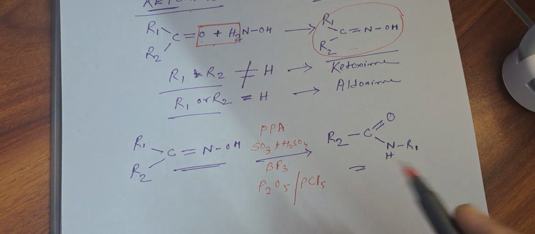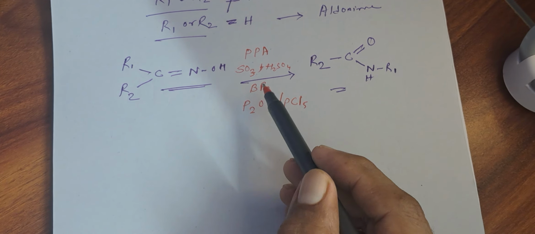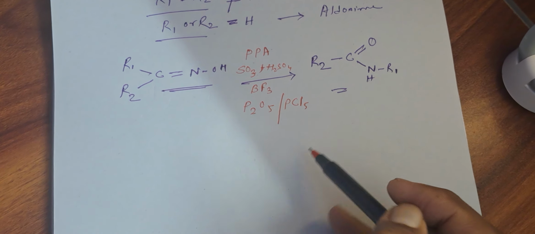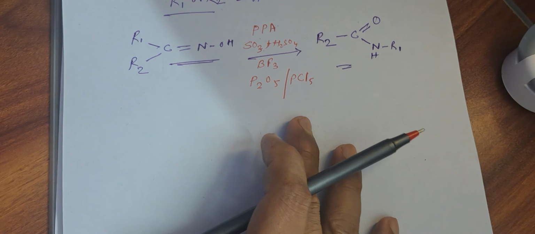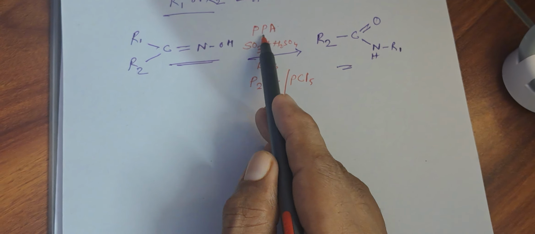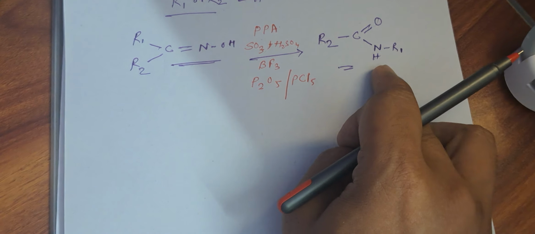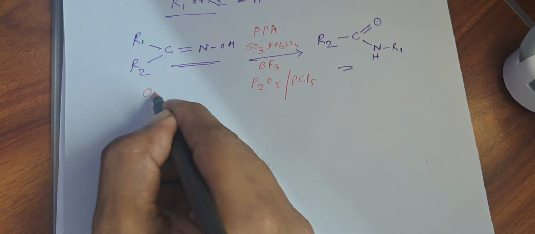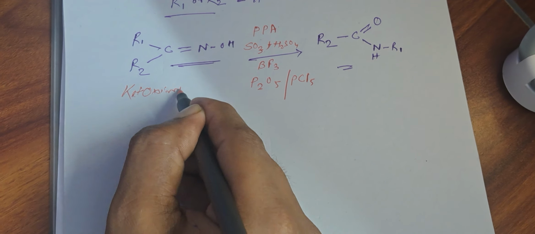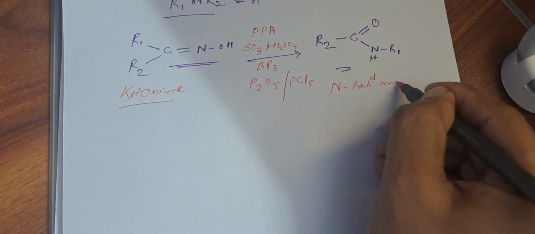Fine. So now let's do one thing. As I said, when you are opting for different acids, the conditions will differ. Let us see the corresponding conditions for each and every acid, because these two will remain the same. This is the starting material, the oxime, preferentially ketoxime, and this one is found to be the N-substituted amide.